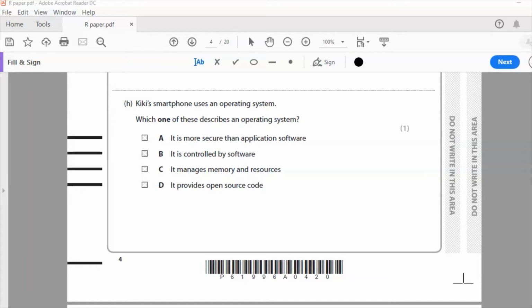It is not more secure than application software. It's not controlled by software, because it is software, and it doesn't provide open source code unless using something like Linux. But that's not what the question is referring to. The answer here is C. It manages memory and resources.